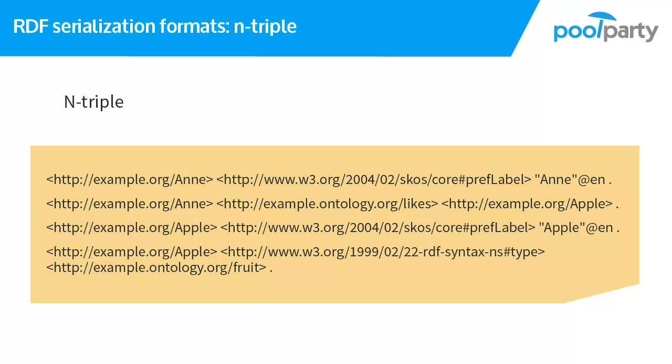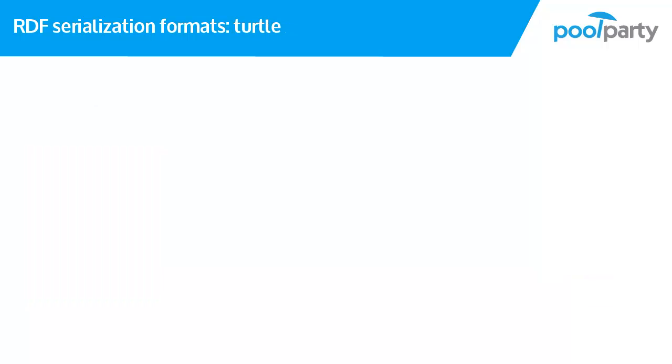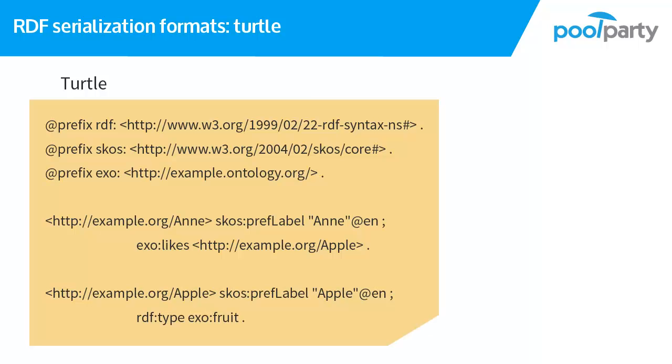We can also see that every line ends with a dot. This dot demarcates the end of a statement. Another popular serialization format is the turtle format. Here the data is represented much more densely.